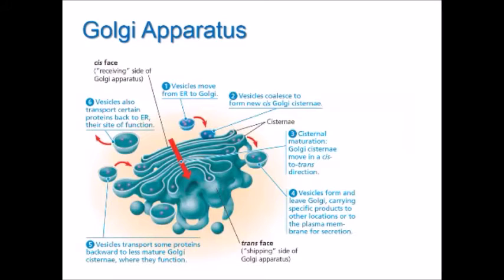So this is how the Golgi body looks like. So you can see there are two parts here. The upper part is called the cis phase because it is close to the ER. And the lower part is called the trans phase or the shipping phase, which is away from the ER. And this is where, after packaging, substances will move out of the Golgi body.